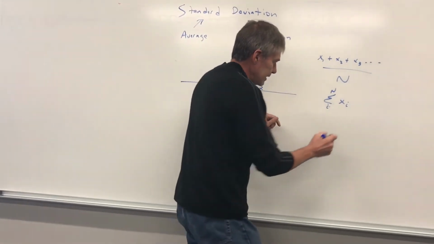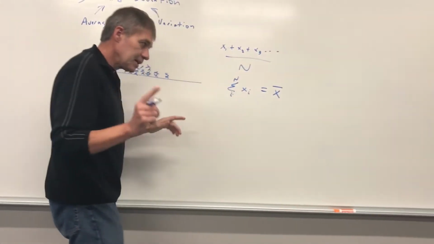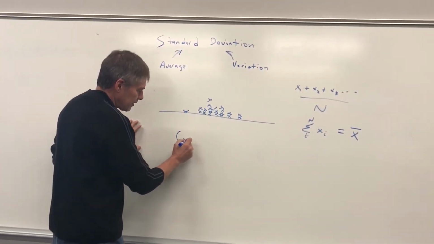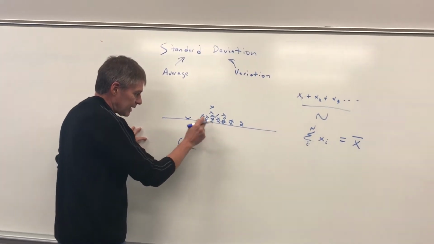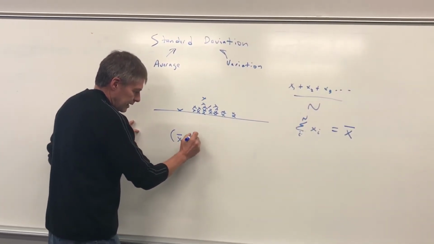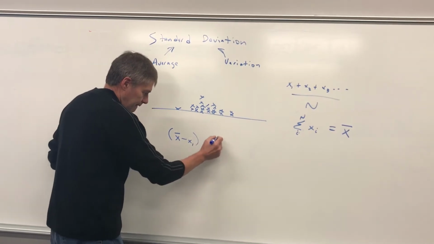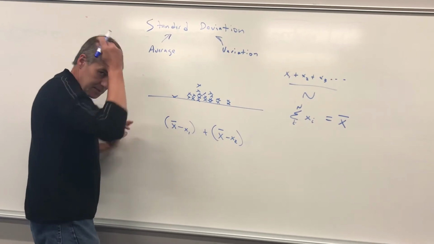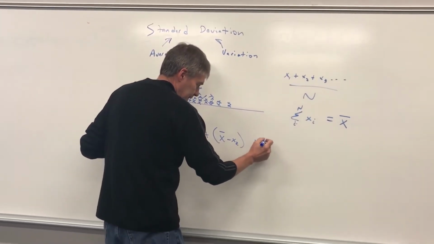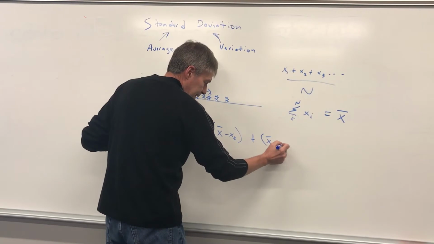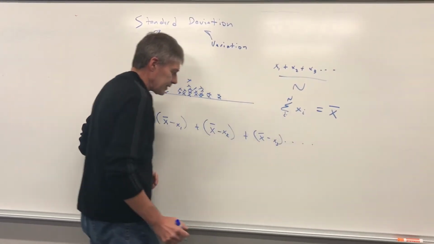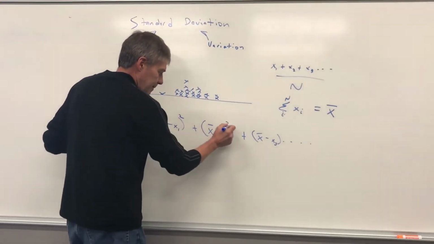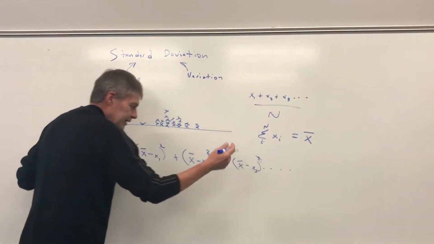Now, let's go back to this thing, the variation. Based on this, I can come up with my x bar, or average. So what if I take my average and subtract x1, x2, x3, on and on and on? Now the trouble is I might have a negative number here, so I'm going to square it. So they're all squared.